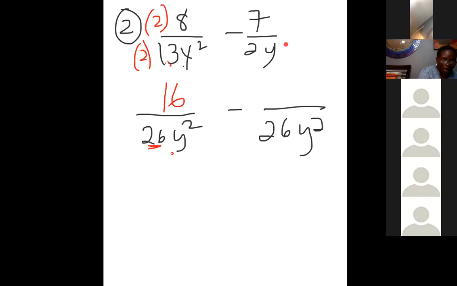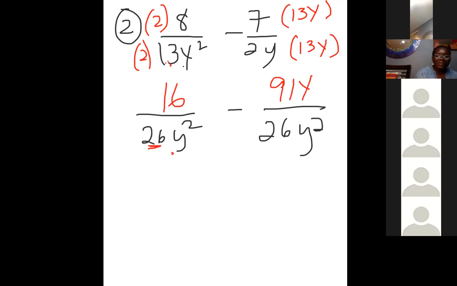Now, we're gonna go to the second fraction and do the same thing. We were at 2y, we ended up with 26y squared. So to go from 2y to 26y squared, we multiply the 2y by 13y. So we're gonna do likewise to the numerator. So we're gonna do 7 times 13, guys. And 7 times 13, what does that come out to? 70 plus 21, that would be 91.